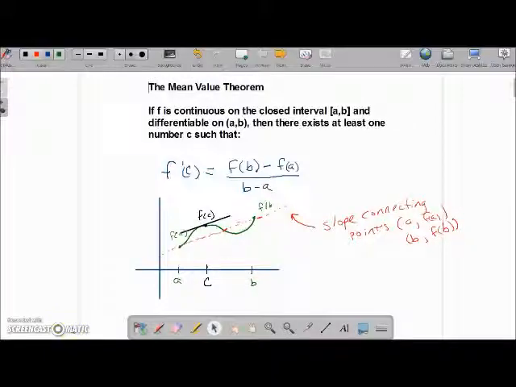Hello calculus students. We are going to be talking about in this video the mean value theorem and Rolle's theorem, and then applying it on a couple problems.